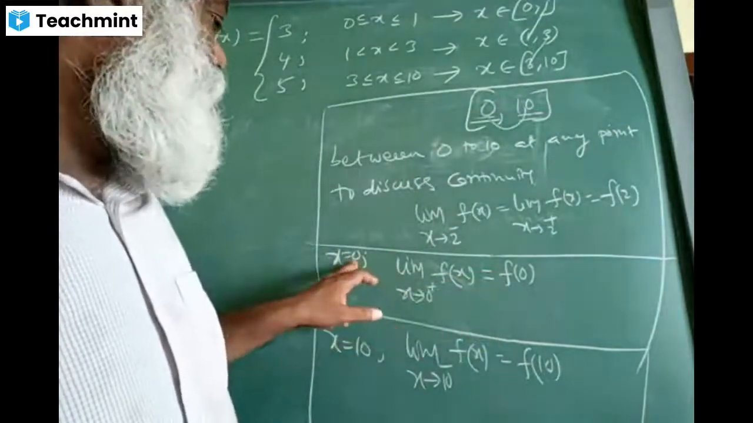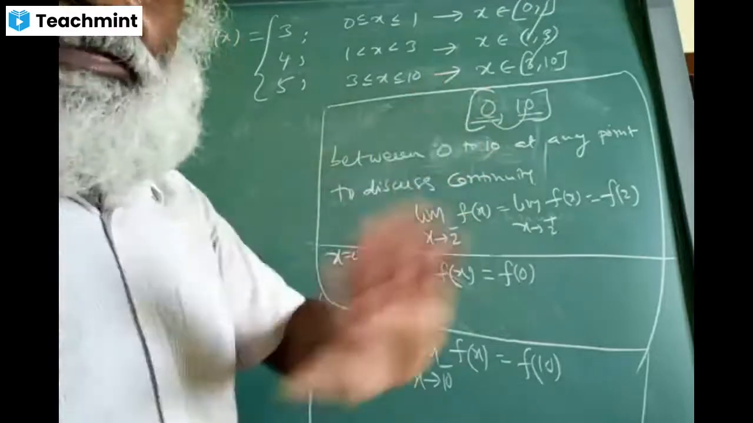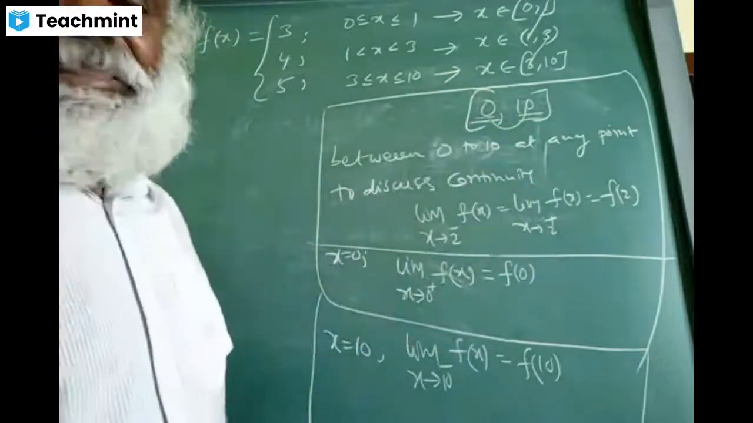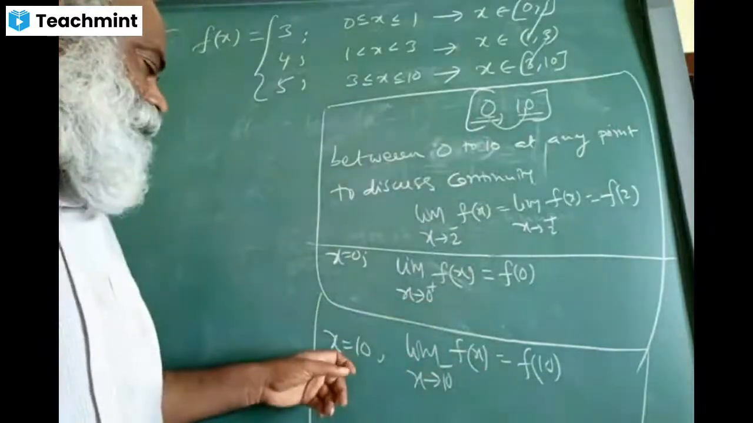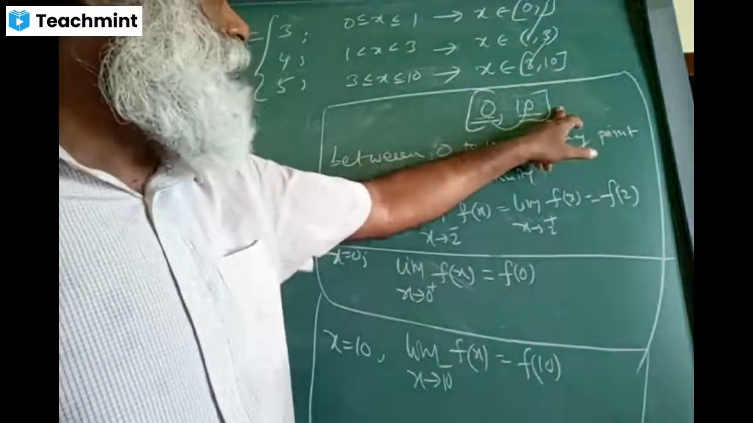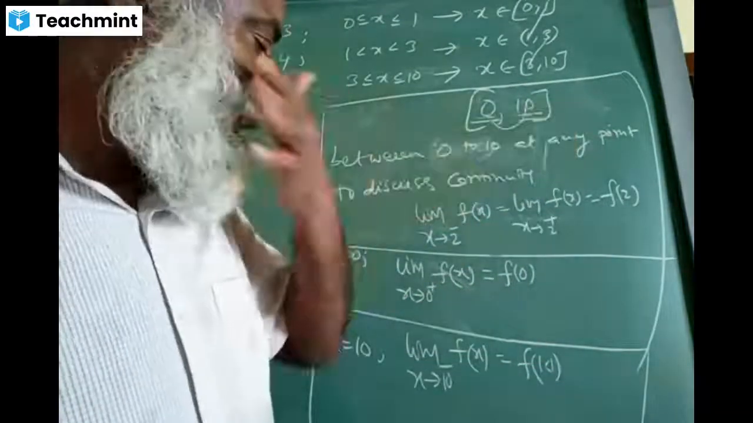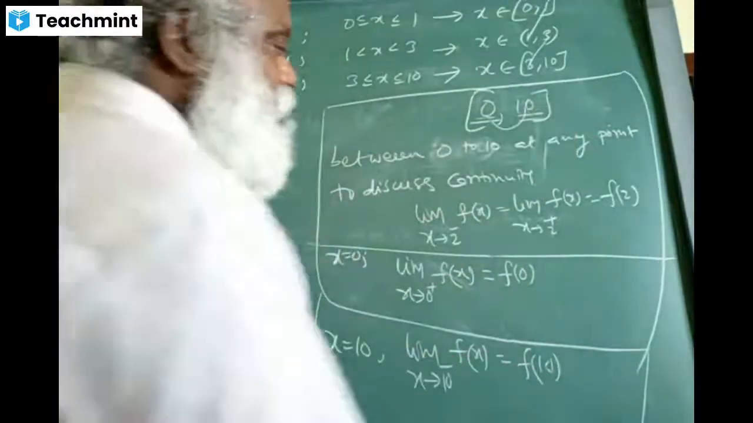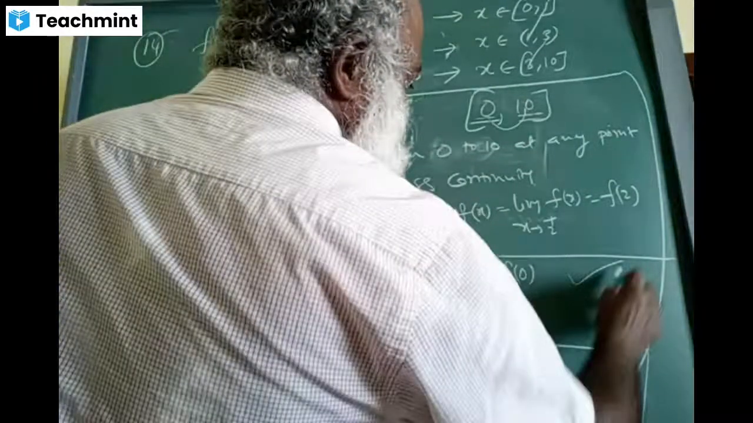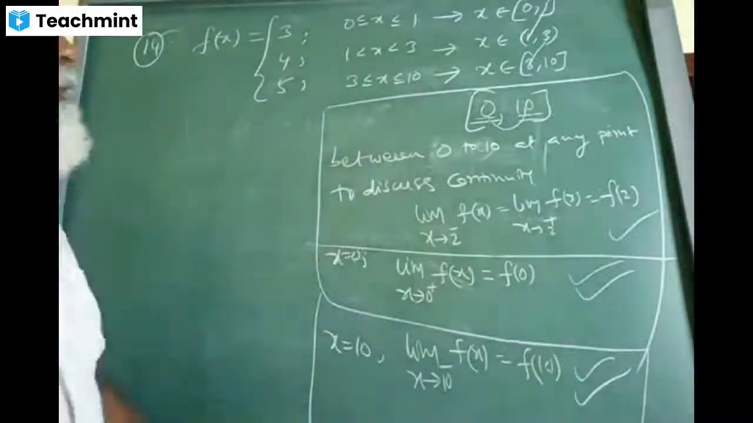At 0, we take 0 plus, because 0 minus is outside the interval, therefore you cannot take 0 minus. Similarly, at 10, if you want to discuss 10 plus, 10 plus goes outside the interval, therefore 10 minus and 10 are there in the interval. Therefore, this is what is required for continuity. These are for the extreme cases, and this one is for middle cases. Note this down.